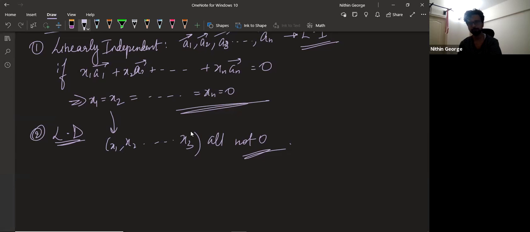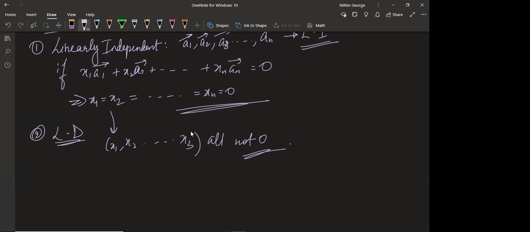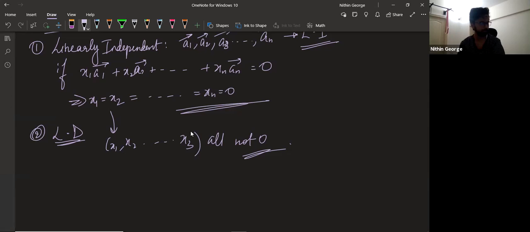Are you following? Yes, sir. All right. Then, right, the next point. Any four vectors in 3D space is LD. Any four vectors in 3D space is LD.